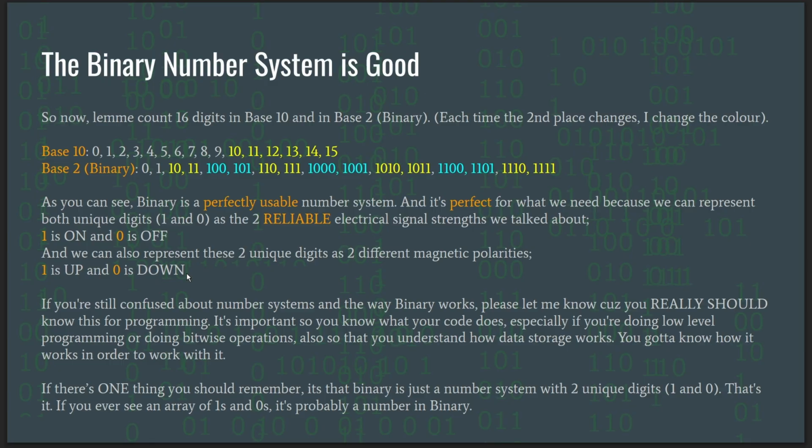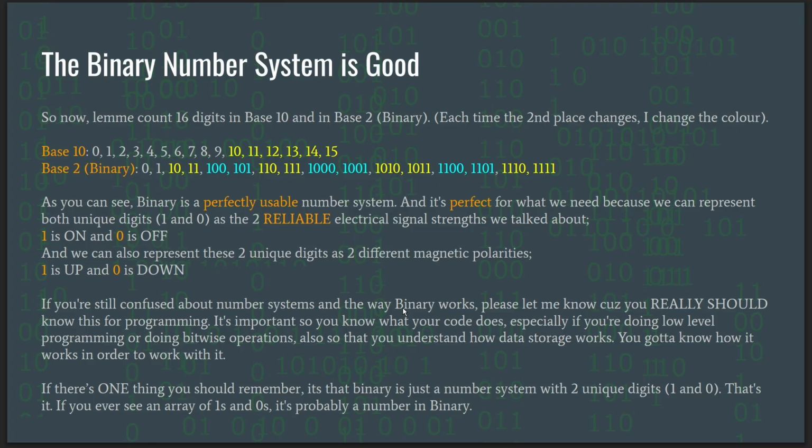You could define it as, for example, for electricity, 1 could have been off, 0 could have been on. But that's just how we defined it as a collective group of people. We just decided 1 is on, 0 is off. So, if you're still confused about number systems and the way binary works, please let me know, because you really should know this for programming.